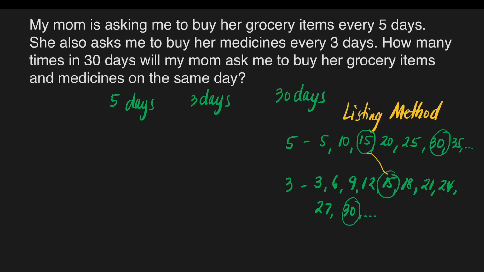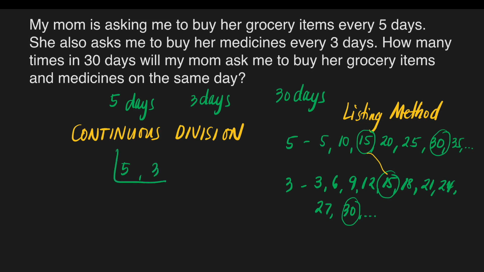We can also solve this problem by using continuous division. Now we'll write 5 and then 3. What number can we divide 5 and 3? Is there a number that we can divide 5 and 3? I think there's none except for 1. 5 divided by 1 is 5. 3 divided by 1 is 3.